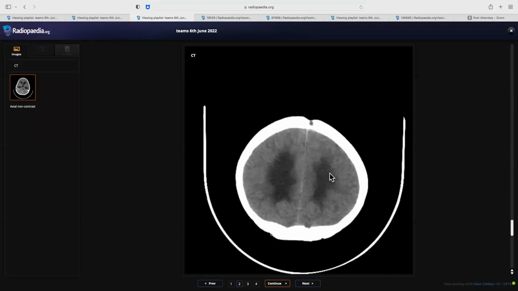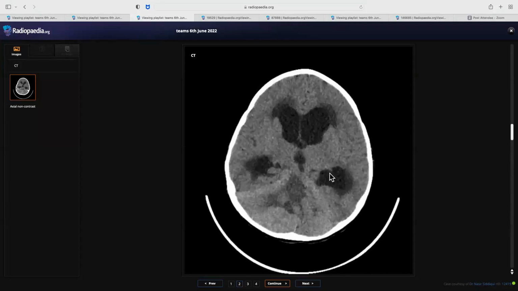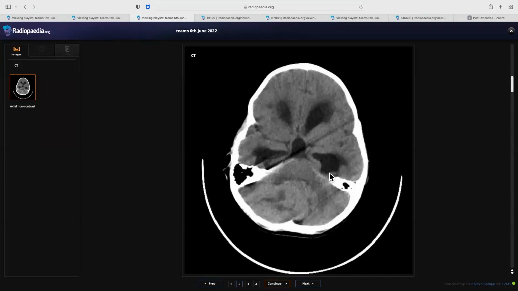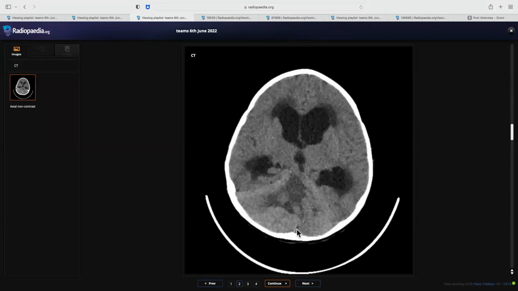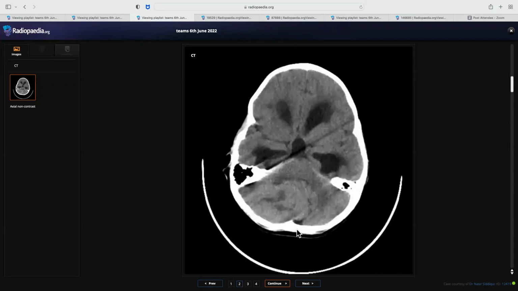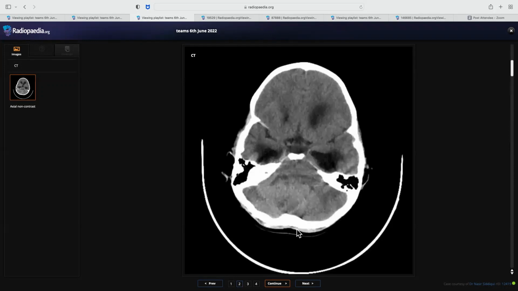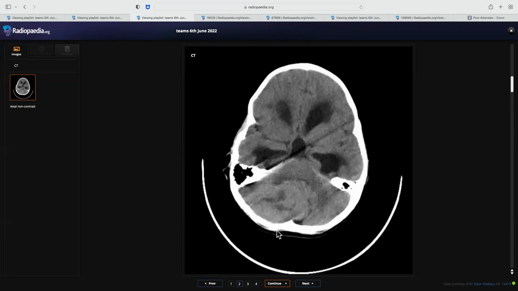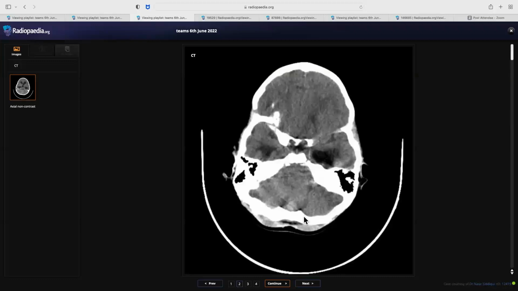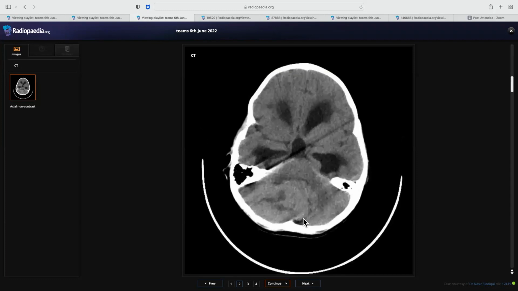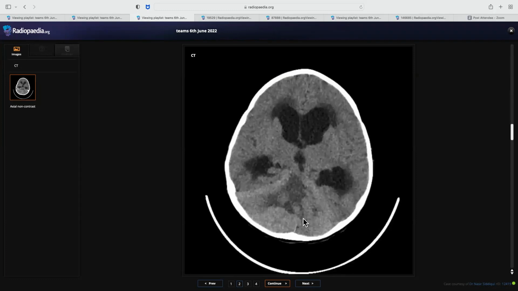Okay. The striking abnormality I can see is hydrocephalus with transependymal ooze, and there is also a mass lesion in the posterior fossa in the right cerebellar hemisphere with central hypodense areas. The lesion is causing significant adjacent cerebellar edema, and there are no obvious areas of calcification in this.